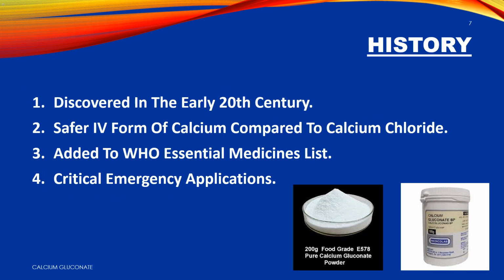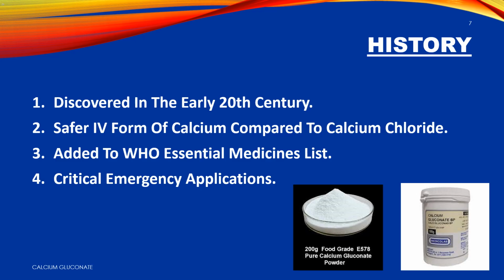History of calcium gluconate. 1. Discovered in the early 20th century, calcium gluconate was developed as a safer alternative for intravenous administration of calcium. 2. Safer IV form of calcium compared to calcium chloride. Its discovery provided a less irritating option for delivering calcium intravenously, reducing the risk of tissue damage. 3. Added to WHO Essential Medicines list. The World Health Organization recognizes calcium gluconate as an essential medication due to its critical importance in emergency care.